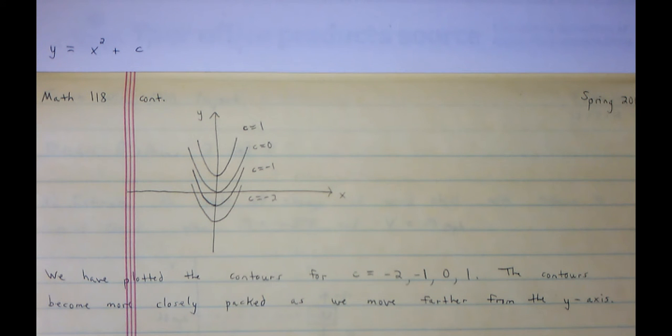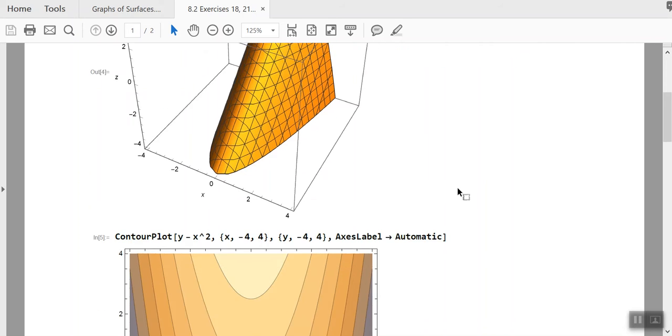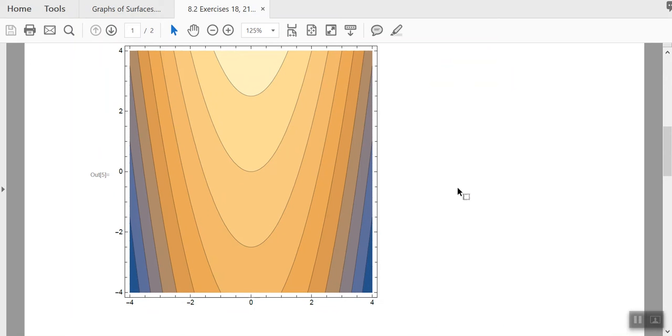And what you see is the contours become more closely packed as we move farther from the y-axis. So as you're moving left or right, these contours are becoming more closely packed, and you can see that better in this illustration. So here's our surface, z equals y minus x squared, and here's the contour diagram. So you're seeing these parabolas, and as you move away from the y-axis, these contours are becoming more closely packed.